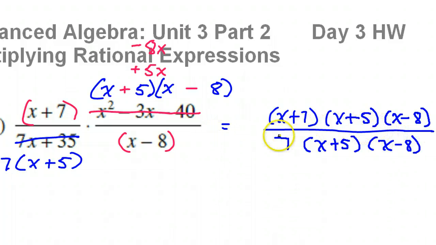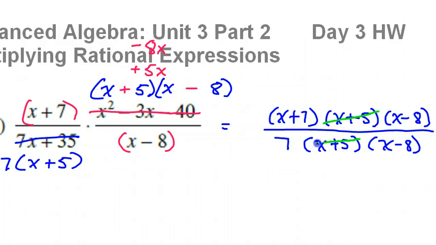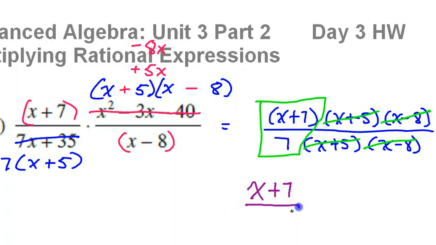You don't have to show this step. You could go from here, but I just thought I'd clean it up to make it that much more obvious. What comes next is I cancel out any factors that are the same in the numerator and the denominator. Notice they're not opposites, they're the same. It's not plus 5 and minus 5. It's plus 5 and plus 5. It's x minus 8 and another x minus 8. They have to be the same, not opposites, to cancel. So this part right here is going to wind up being my final answer, but I'm just going to recopy it. So x plus 7 over 7 is the answer to number 15.